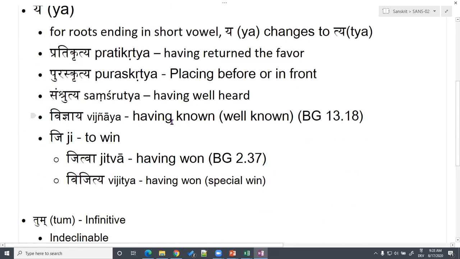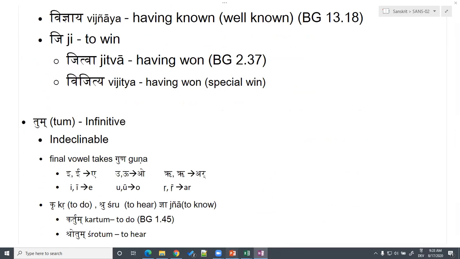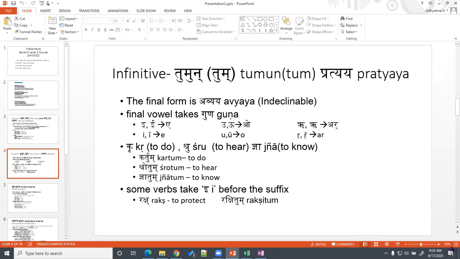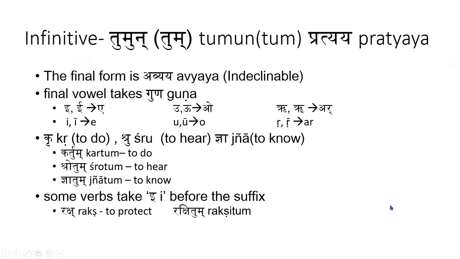We'll see the other suffix also, that is called tumun, and then we'll see the examples of these suffixes. So this is another suffix which forms the infinitive, what you call an infinitive in English. Tumun is the original suffix name, only tum remains as a suffix.